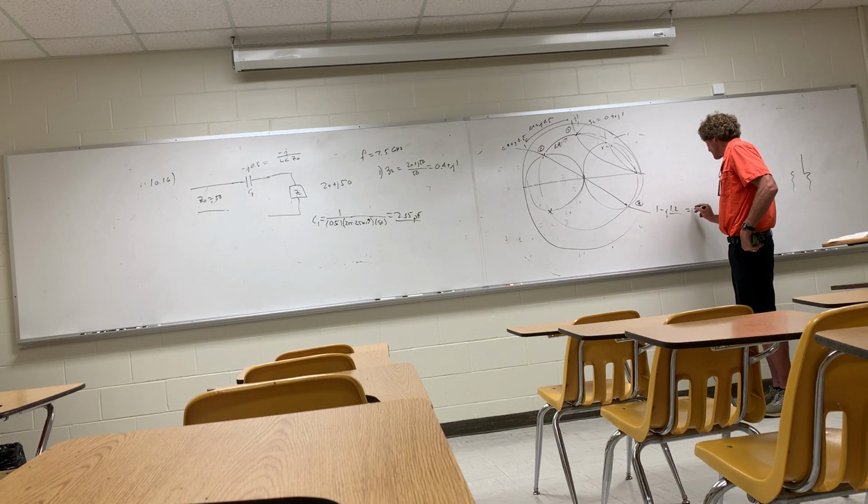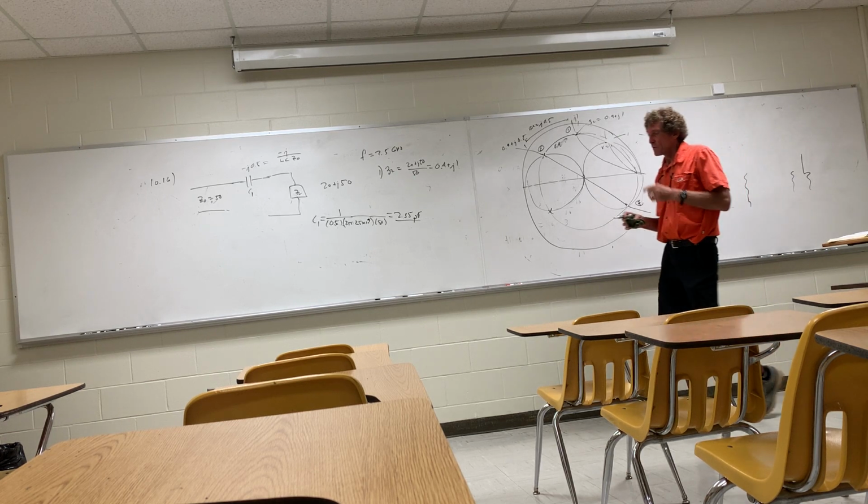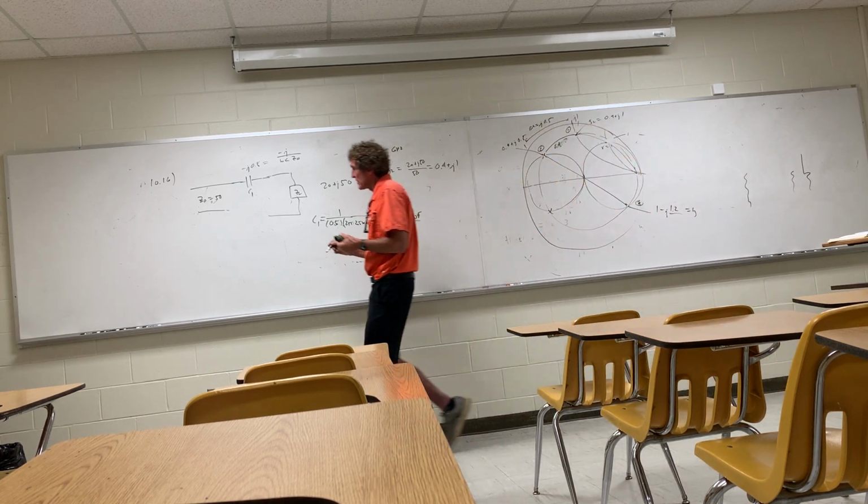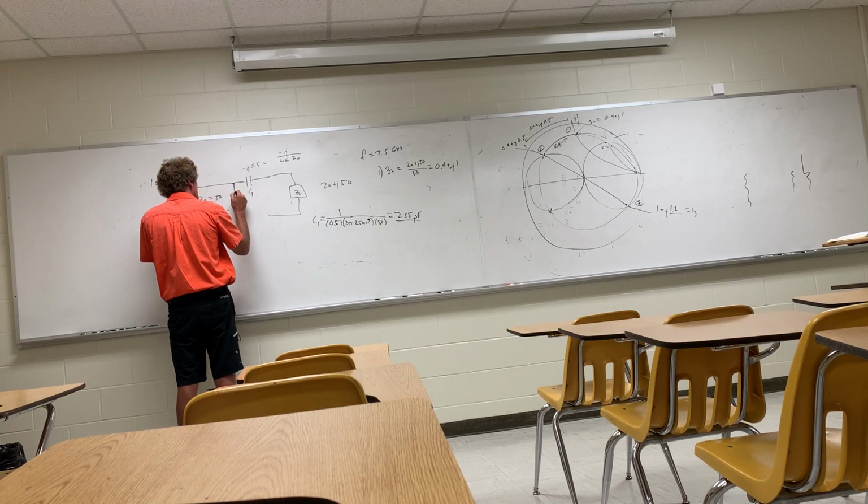Now that's the admittance domain, right? We're in the Y domain. So now we have to add a shunt value that has a value of plus j. This would be a second capacitor.